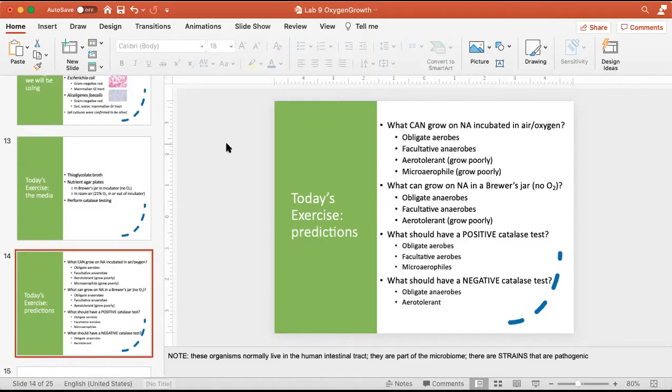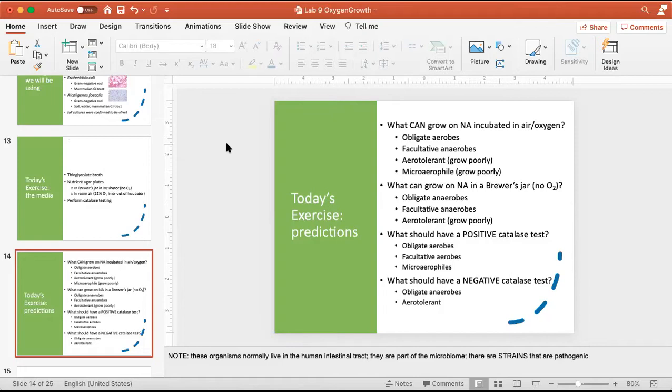So, as usual, when we do an experiment, we're going to take a couple of minutes to make some predictions. It's really important when we design experiments in the laboratory that we think about the things that we already know, and we distinguish those from the things that we're trying to figure out. And when it comes to oxygen requirement categories, we can already talk about what we would expect for each category.